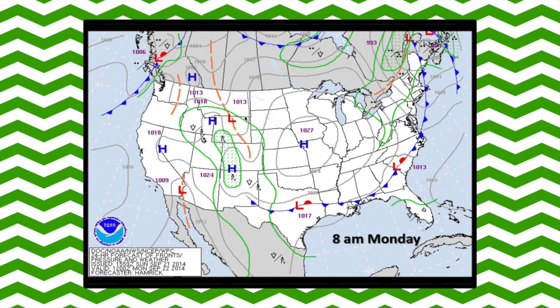You got the big H's and the big L's. And then you have some air masses as well. The blue triangle symbols show a cold air mass. The red half circles are going to show a warm air mass. So those are those different symbols. On this particular one, I do not see any precipitation symbols.